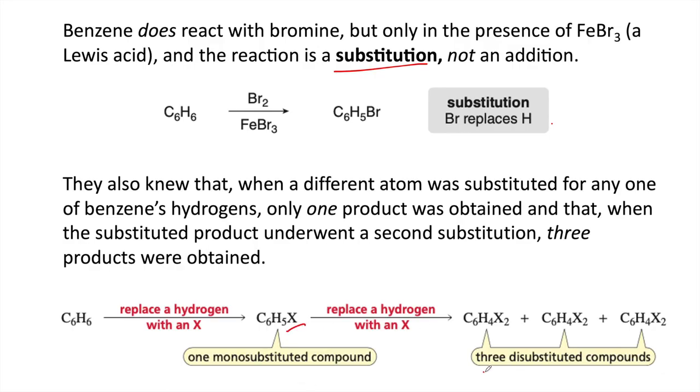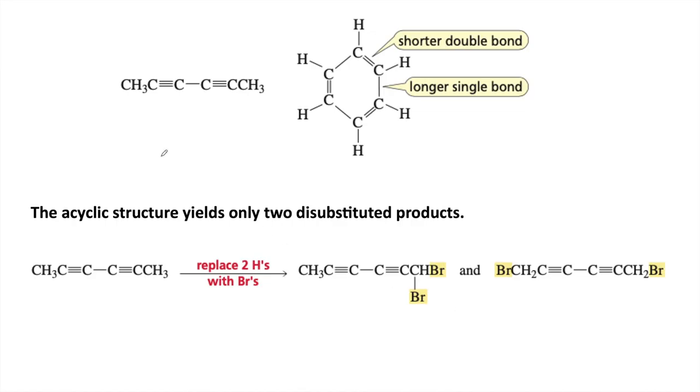They got a di-substituted compound with the formula C6H4X2. So they came up with these two possible structures. Now they performed the same di-substitution reaction on this structure, and they got this product and this product.